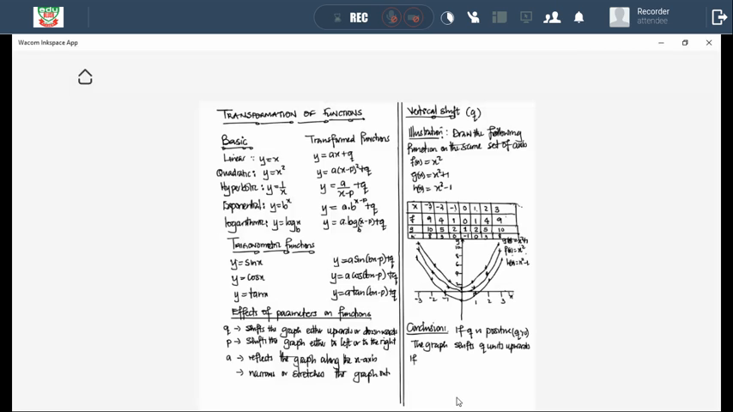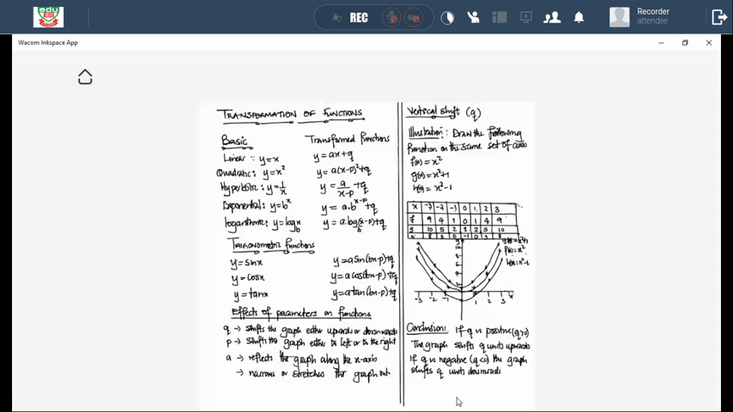If Q is negative, meaning to say Q is less than 0, then the graph shifts Q units downwards. Okay, right. That is very, very important.